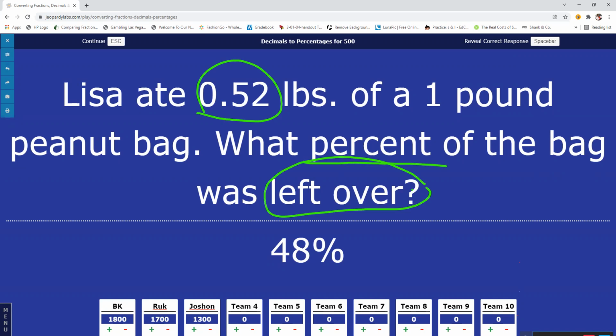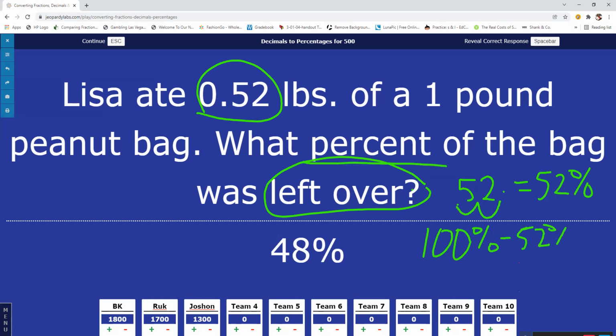So first things first, let's convert our decimal to a percent. So if she ate 0.52 pounds, we're gonna go 2 places to the right, which is gonna give us 52%. That's what she ate. If you wanna know what was left over, remember percents are based off 100. So we subtract that, and that's how we end up with 48%.